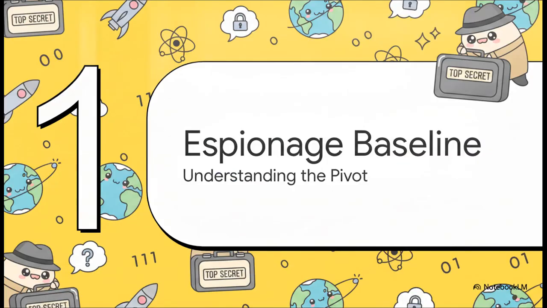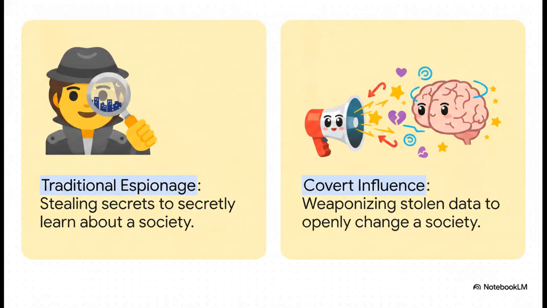Section 1. The espionage baseline. Understanding the pivot. For decades, during the Cold War, the game was pretty straightforward, right? Traditional espionage was all about stealing secrets in the dark to learn about a society. Basically, if you weren't doing it, you were falling behind. But modern covert influence? That's a whole different beast. The goal now isn't just to learn about a society, it's to weaponize that stolen data to openly disrupt and change it from the inside out.